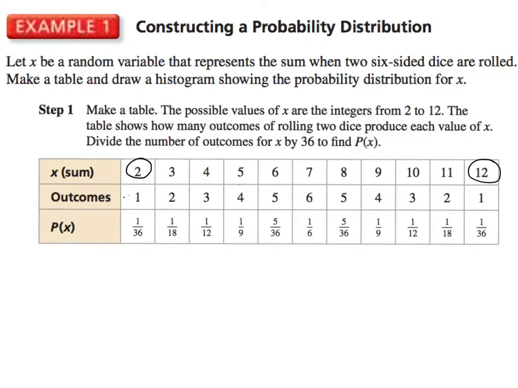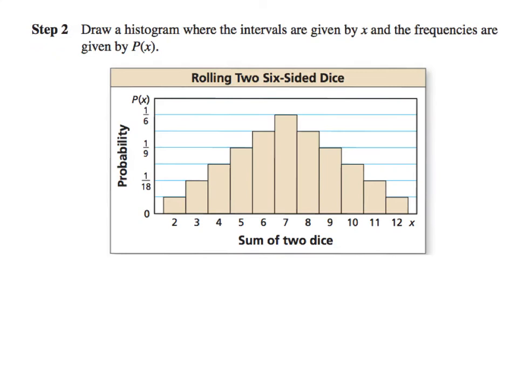So the next step is drawing a histogram, which is a bar graph where the bars have no spaces between them. So here's the sum, and this is the probability. This is actually increasing by 1/36, 1/18, and so on. So you can label this however you want, but since it's fractions, we can have our bars go up by fractions. But it would look like this.